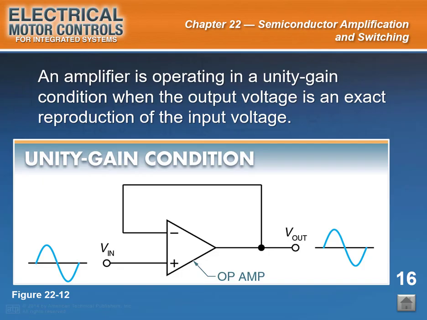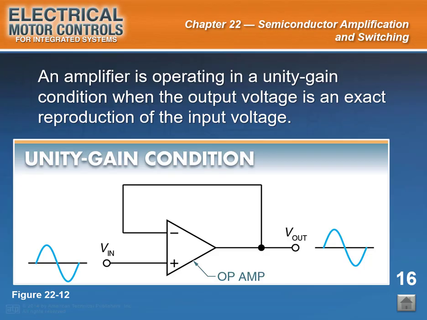Slide caption. An amplifier is operating in a unity gain condition when the output voltage is an exact reproduction of the input voltage. See Figure 22-12. A voltage follower, or source follower, is a non-inverting amplifier. The output voltage, or Vout, is an exact reproduction of the input voltage, Vin.